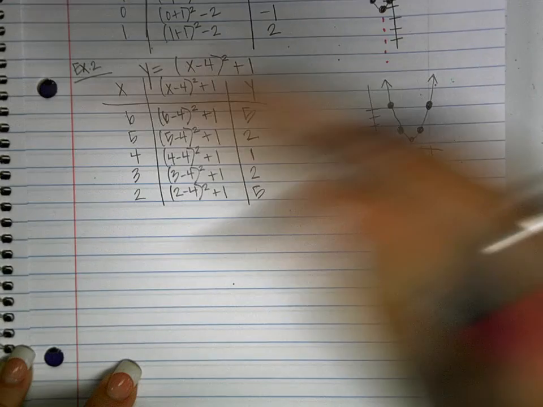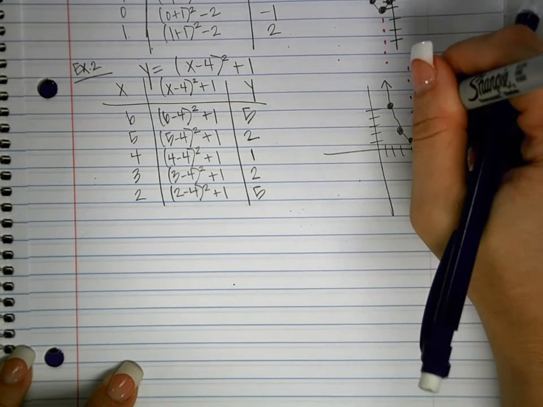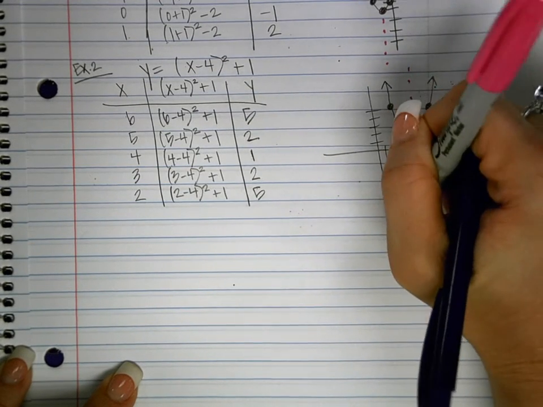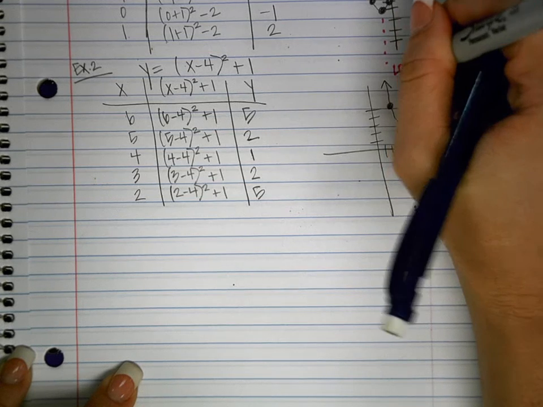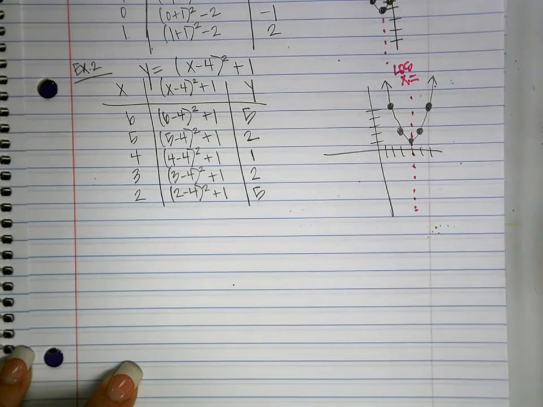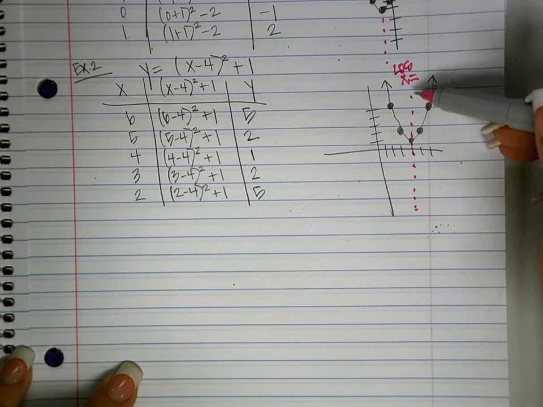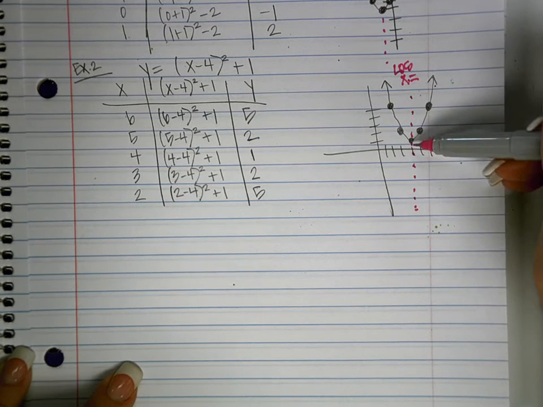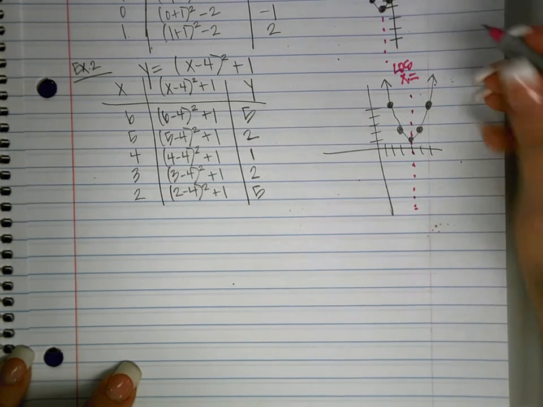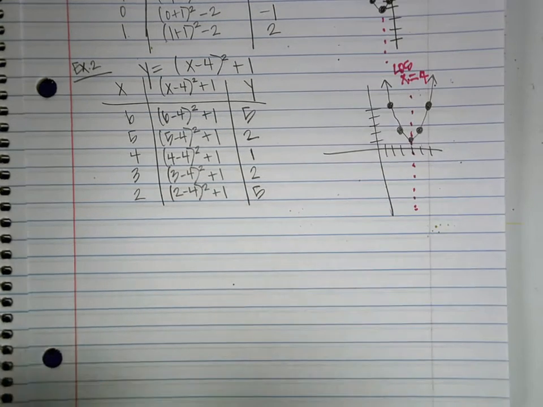If I labeled it, where would be my line of symmetry here? Where's my fold line? At x equals what? This is 1. X equals 4.